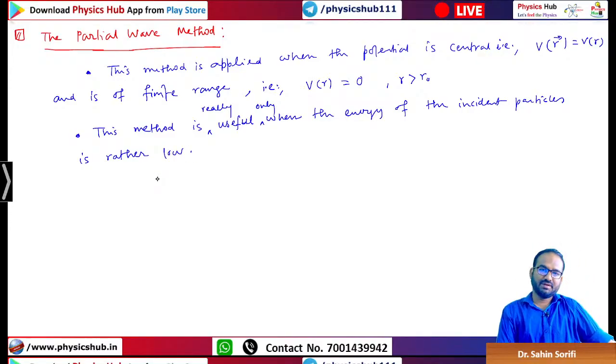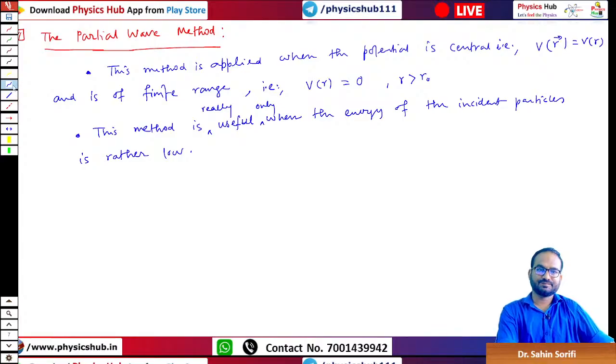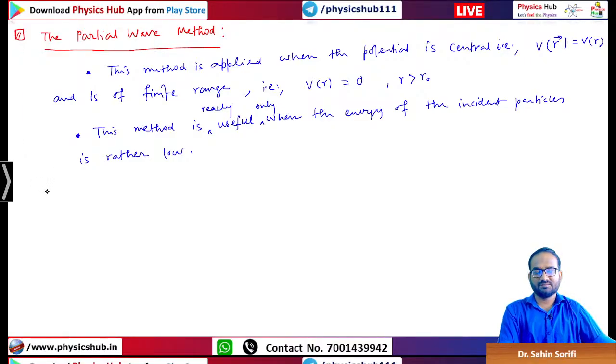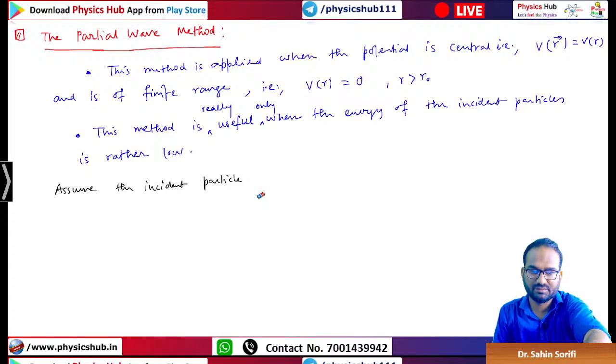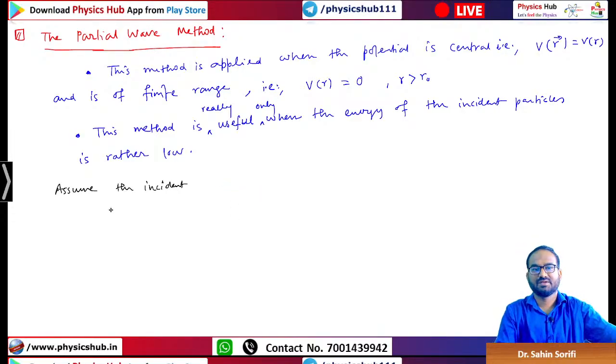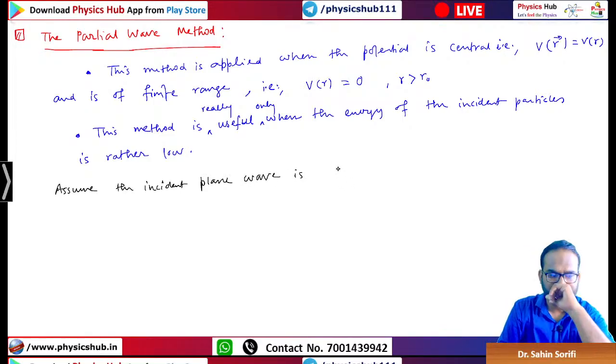Okay. Now let us consider a situation. Assume a number of incident particles are moving in the z direction. It will be better to write incident plane wave. Assume the incident plane wave is moving along the z direction.